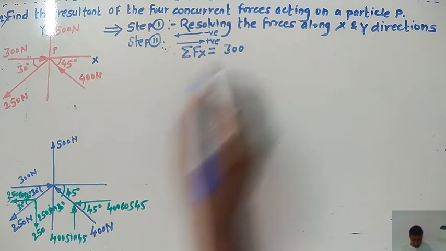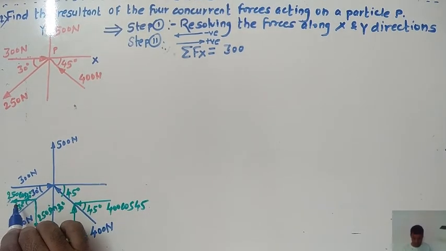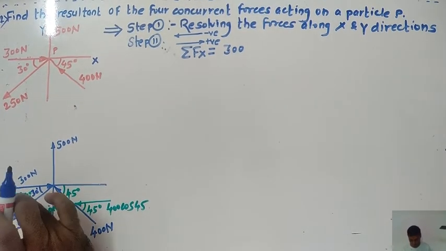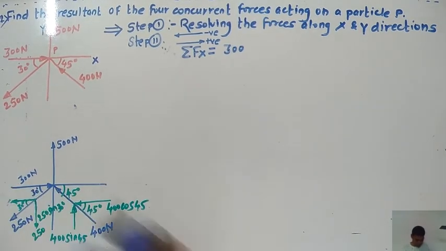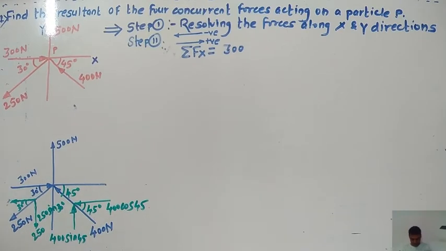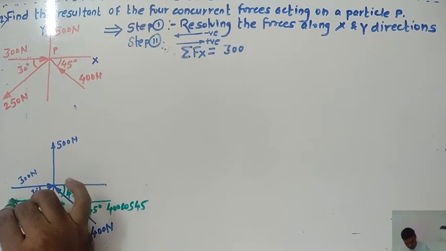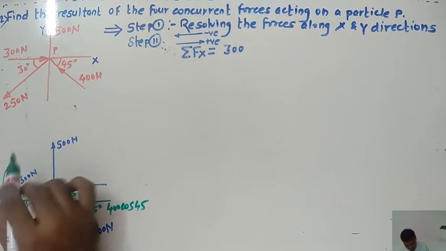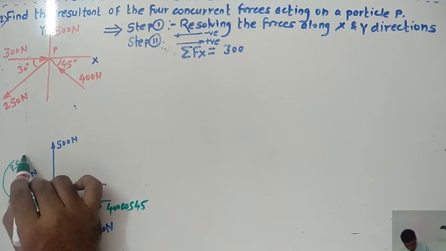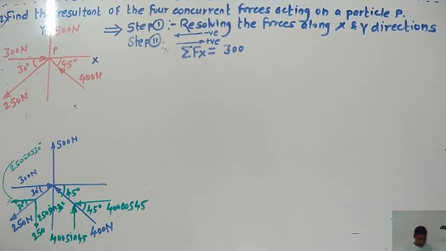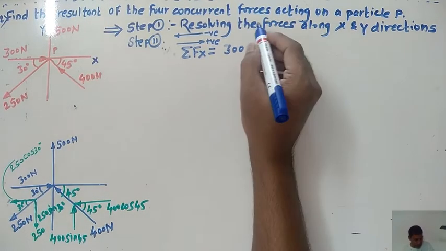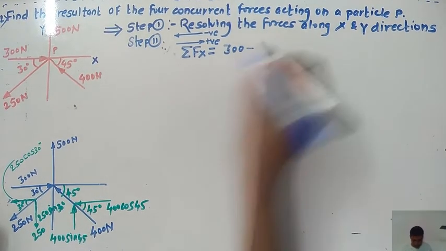Okay, so what about the next force? The next force has magnitude 250 cos of 30 degrees. Okay, so to make it clearly visible, I'll write this once again here, the 250 cos of 30 degrees. Okay, now let's consider this one, 250 cos of 30.